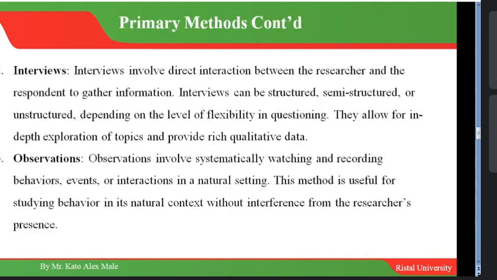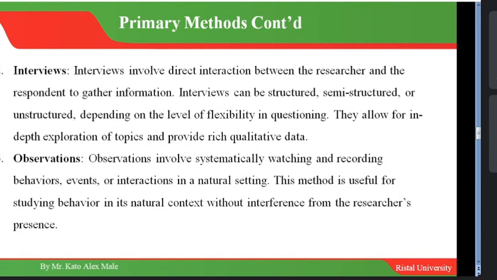Then another method is interviews. These involve direct interaction between the researcher and the respondent. You might not have a questionnaire at hand. However, I can be asking questions while recording or taking down what they are saying. Interviews can be structured, semi-structured, or unstructured, depending on the level of flexibility in questioning. So these allow in-depth exploration of topics and provide rich qualitative data.